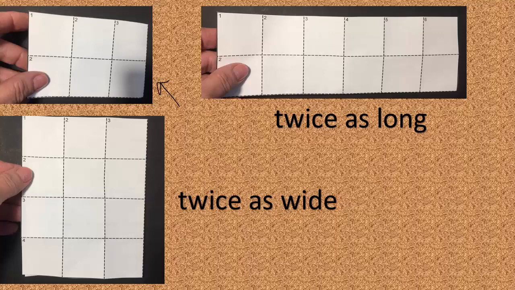Next, we'll unfold it to where the length is twice as long, but the width will stay the same. So that is this one right here. Now let's compare the area. This one has 6 squares of area, and this one has 12 squares of area. So this one that is twice as long has twice as much area.